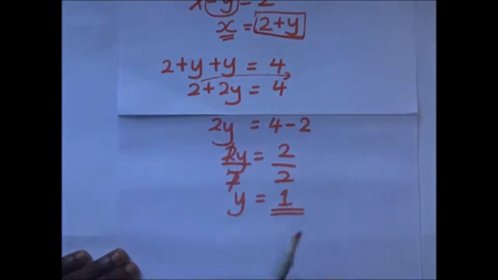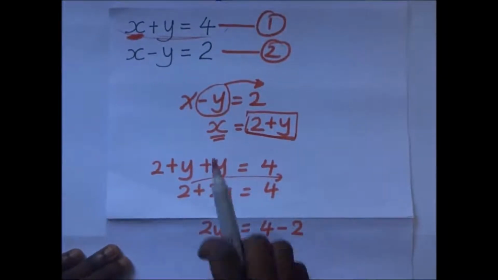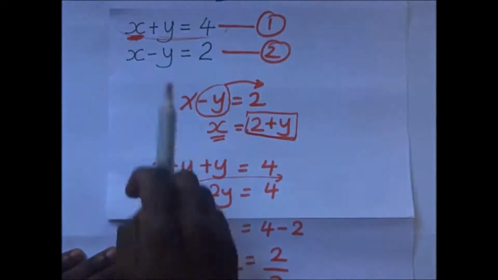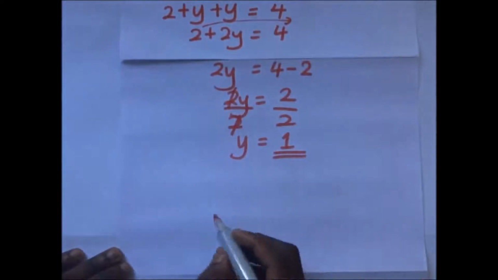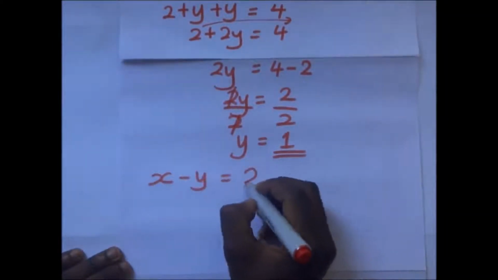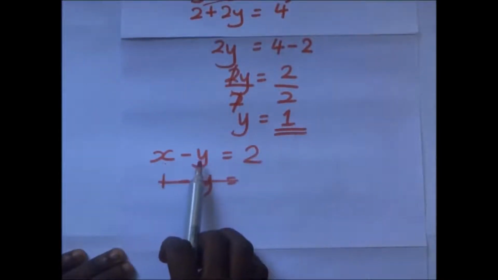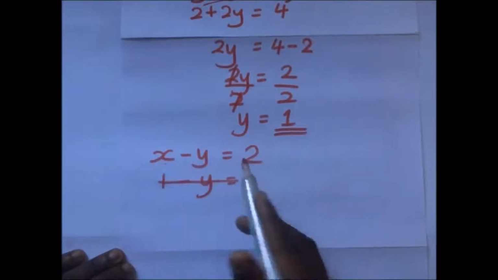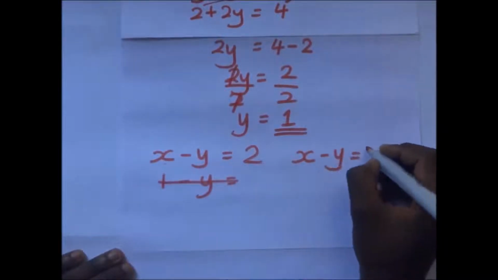Now after getting our value of y as 1, we go back and substitute this value into any of these equations so that we are able to get the value of x. Let's substitute the value of y in the second equation. From the second equation, x minus y is equal to 2, we substitute for the value of y, which is 1.